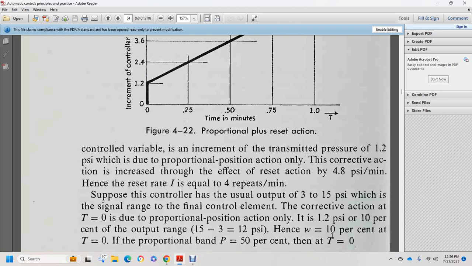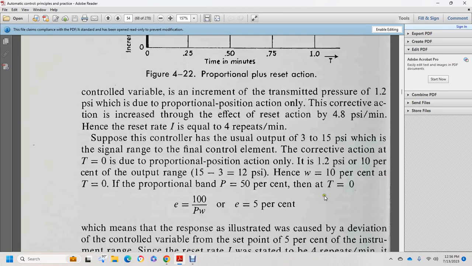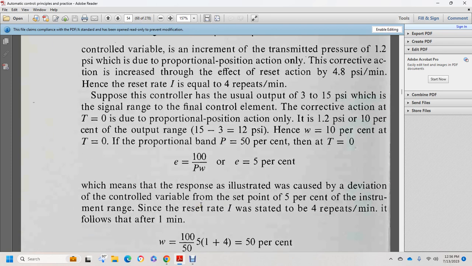Hence the W would be equal to 10% at time interval 0. The proportional band would be 50%, and at time interval 0 the actuating signal is equal to 100 over the proportional band times the output signal, 5%. This means the response illustrated would call for a deviation of the control variable from the set point of 5% of the instrument signal.